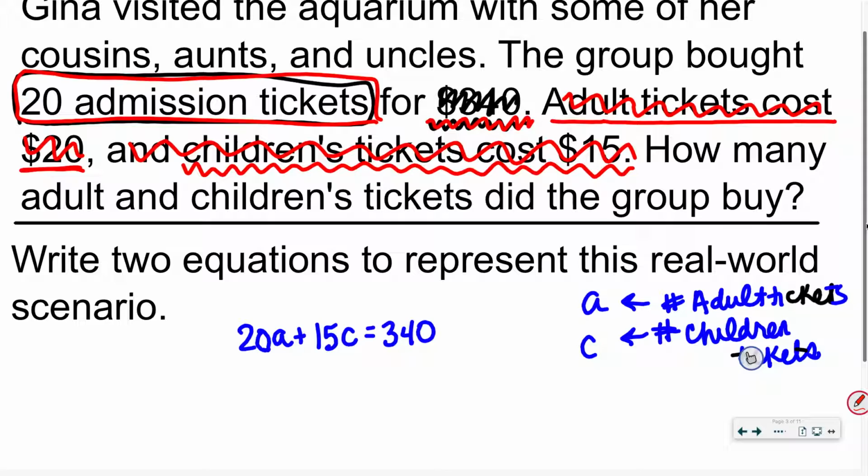What kind of tickets did they buy? Logistics. Just throw ideas out there. What kind of tickets did they buy? Children's and adult admission. Okay, so they only bought two types. They bought adult tickets and they bought children's tickets, and they got 20. Can I represent that in an equation?